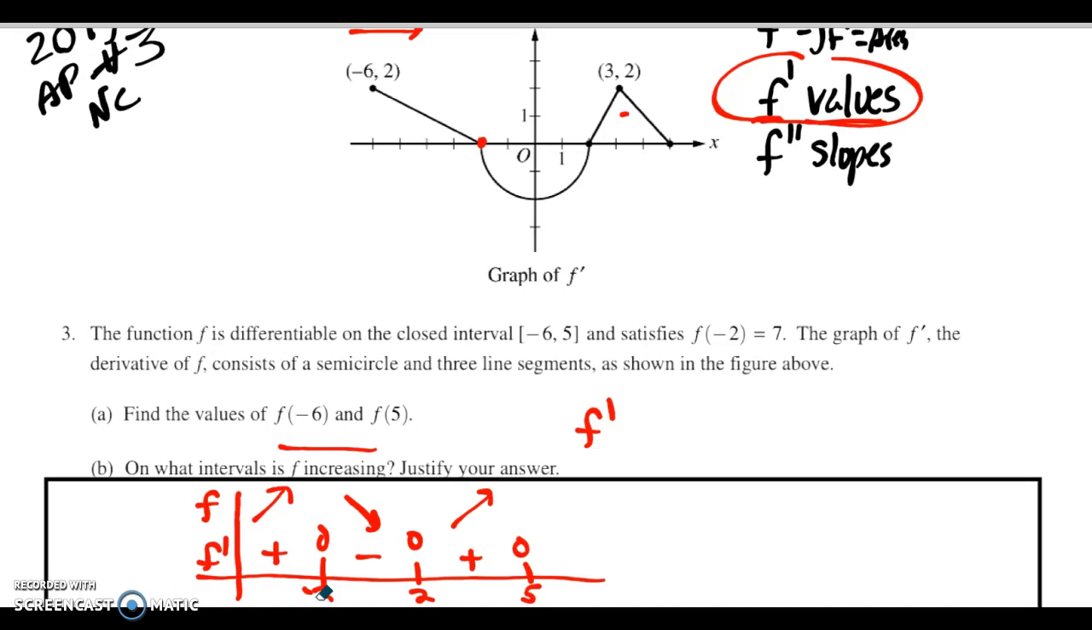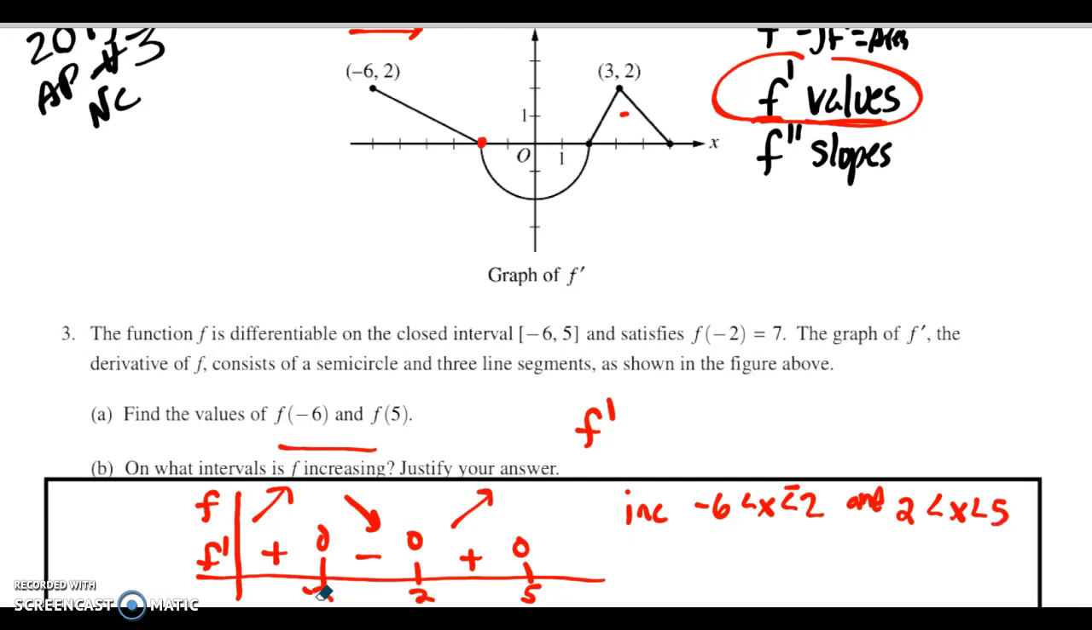On what intervals is f increasing? Justify your answer. F is increasing between, so it starts at -6. Between -6 and -2. And between 2 and 5. You can write those words out. You don't have to do it in the mathematical form.